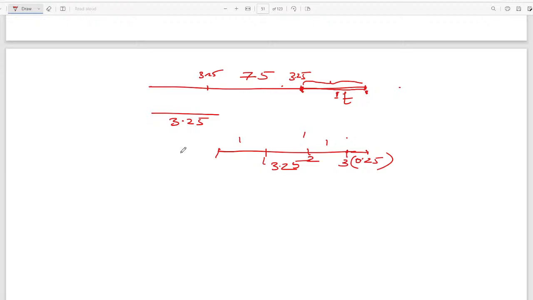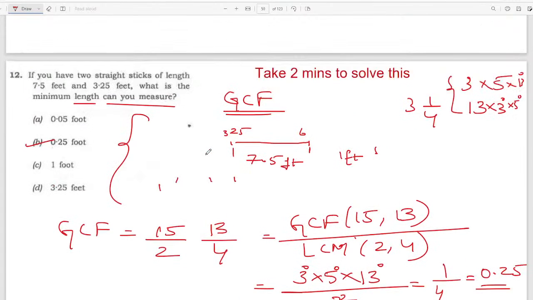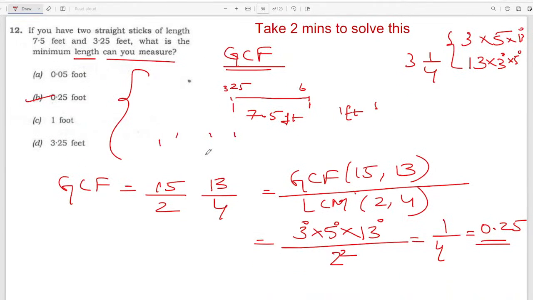I hope this is clear. If you have any doubts, please ask. So you can solve it in these two methods. One is to calculate the GCF, and another is to use that intuitive method of using the stick. Okay, then if there is any other doubt, please ask, or else we'll move to the next question. Okay, we'll move to the next question then.